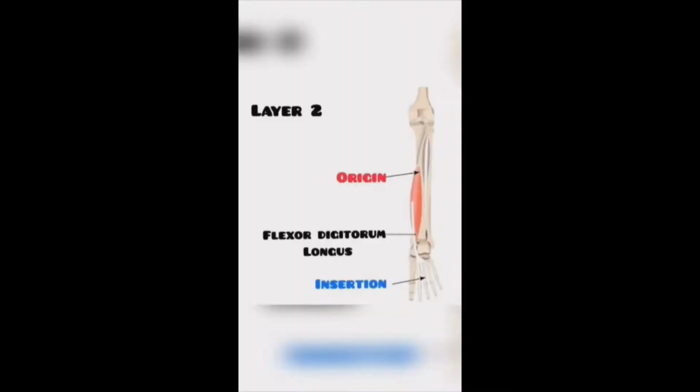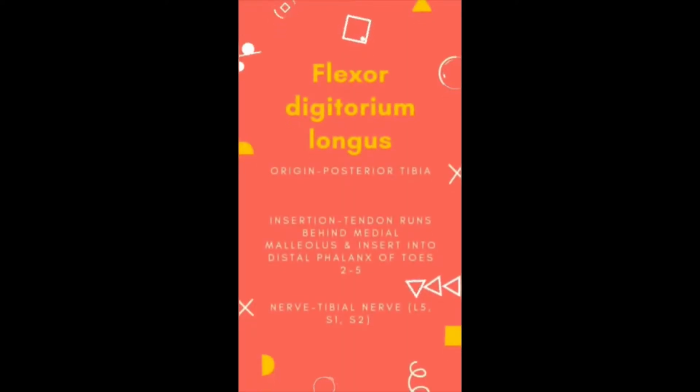Flexor digitorum longus. Origin: posterior tibia. Insertion: the tendon runs behind the medial malleolus and inserts into the distal phalanx of the 2nd to 5th toes. Nerve: it is innervated by the tibial nerve L5, S1 and S2.